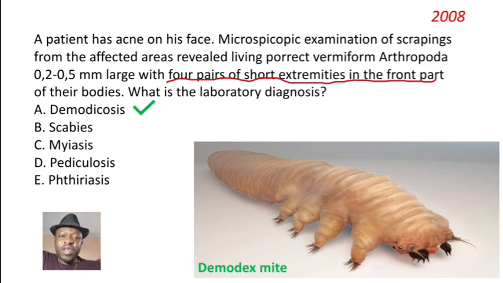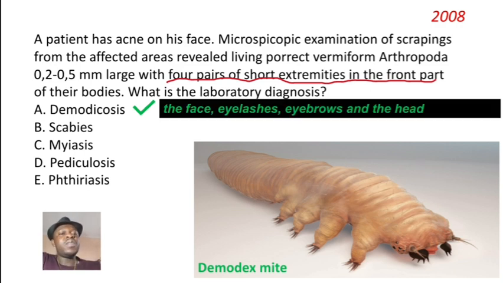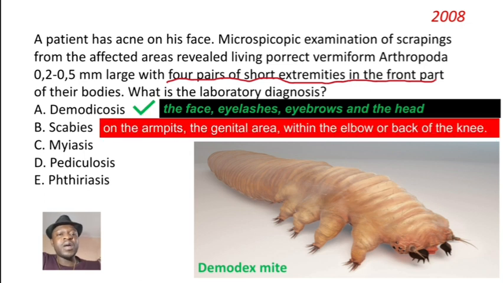I also want to add a few things because people tend to confuse scabies. Scabies is caused by Sarcoptes scabiei, right? So the difference is simple. Demodex usually affects the face, eyelashes, eyebrows, and the head region. But scabies will affect the armpits, genital area, or within the elbows or back of the knee. That's your popliteal fossa, right?